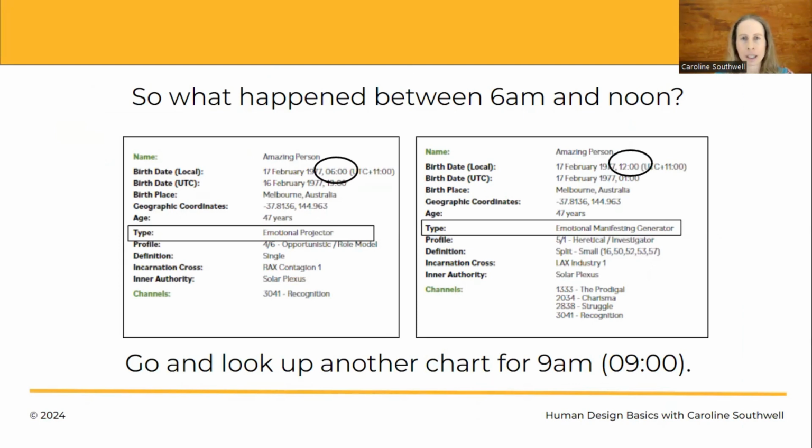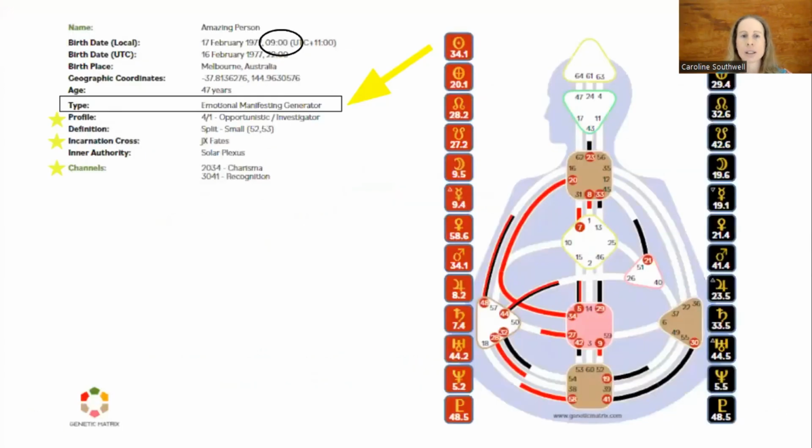Often something fairly significant will change in the chart. So in this case, it was between 6 a.m. and noon. So let's get curious and look up halfway in between. Let's look at a chart for 9 a.m. So at 9 a.m., this person is still an emotional manifesting generator, right? So closer to what we had for the midday chart. There are some differences again to the midday chart in that the profile, the incarnation cross, and the channels have changed, as you can see with the stars there.